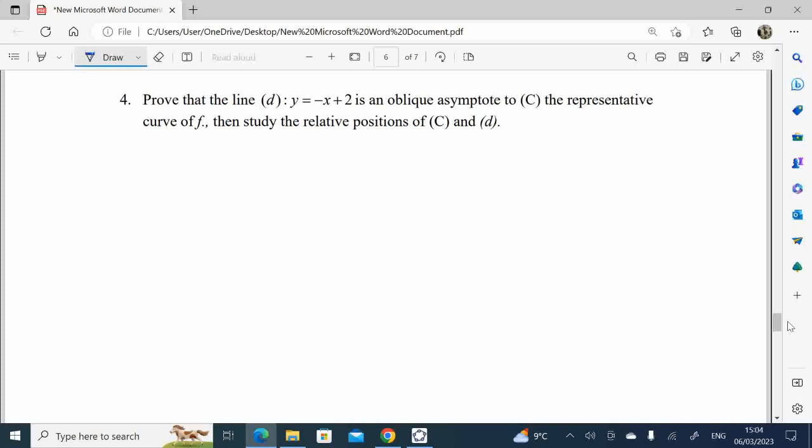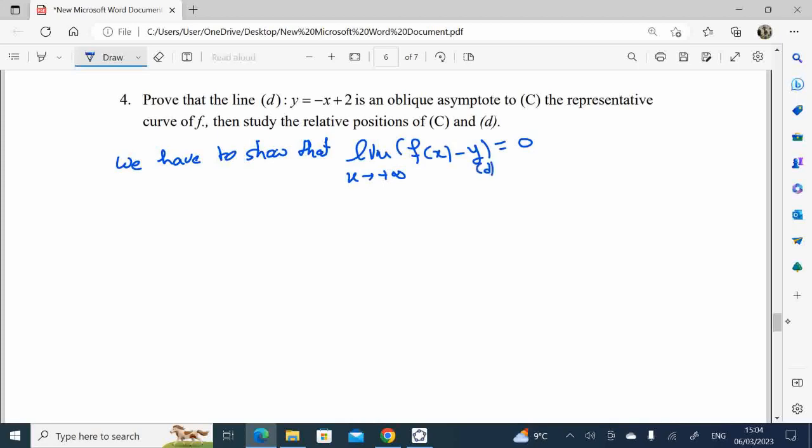to prove we have oblique asymptote at y equal minus x plus 2, we have to show that the limit as x approach plus infinity of f of x minus y is equal to 0. That's what we have to prove. Y for D, for the oblique. Okay, that's what we have to prove. So let us find this limit.